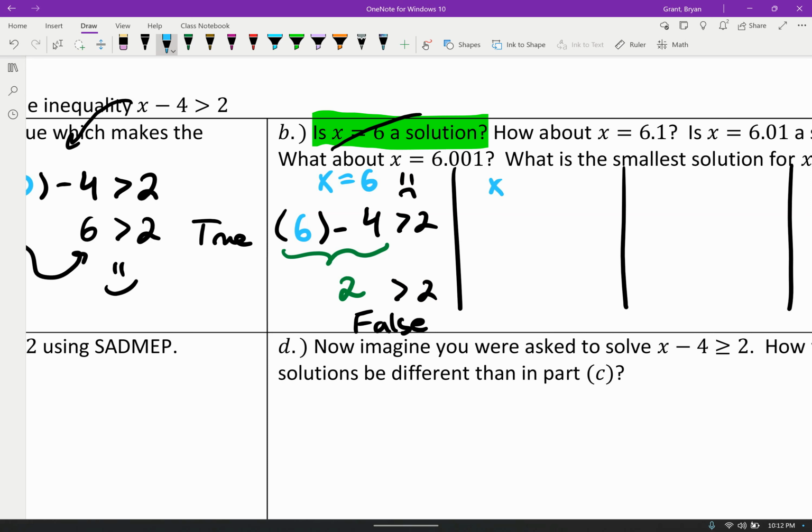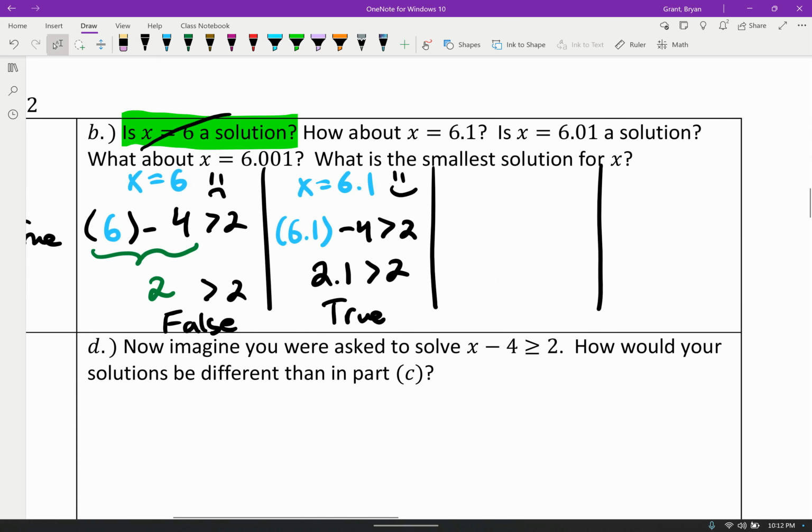Let's try 6.1 this time. That's just slightly bigger than 6. So I have 6.1 minus 4 greater than 2. I think that's going to be 2.1 greater than 2. Is 2.1 larger than 2? Yes, it is. That's true. So that is a solution. So 6 wasn't, but 6.1 was. So let's try a number in between 6 and 6.1. Think of 6.1 as like $6.10. Well, what's in between? How about $6.01? So 6.01.